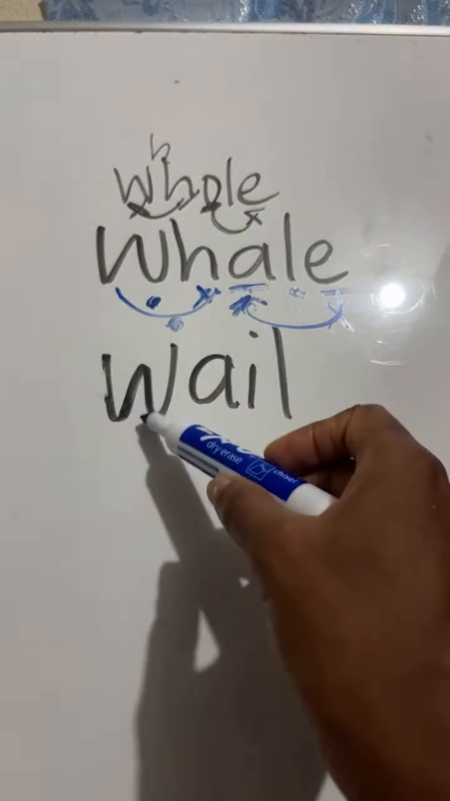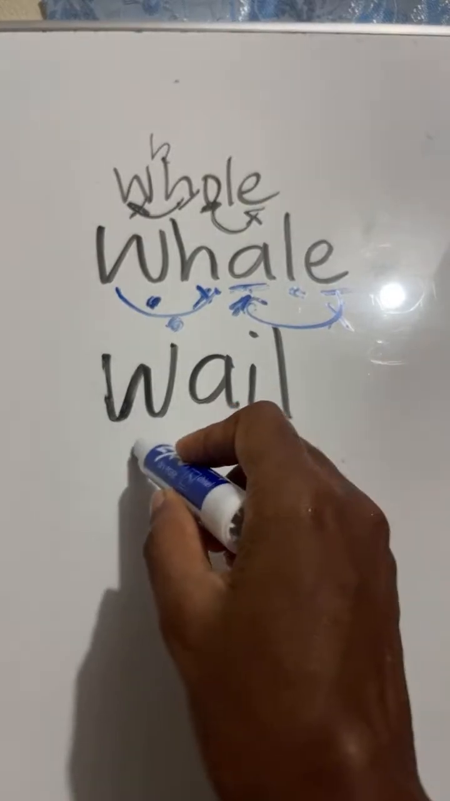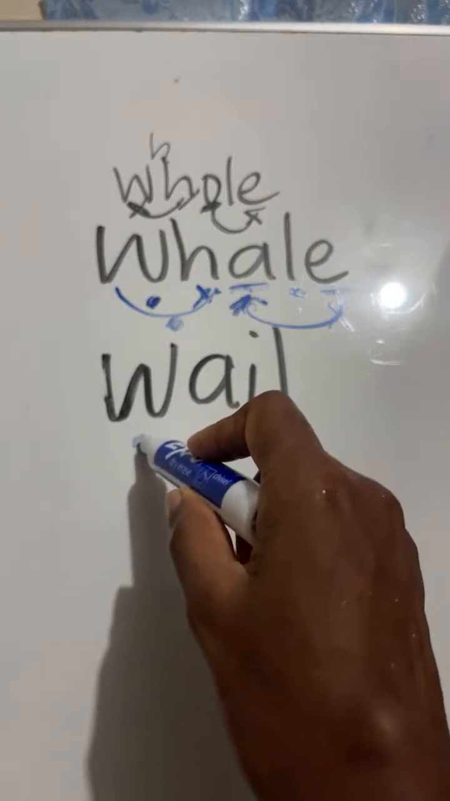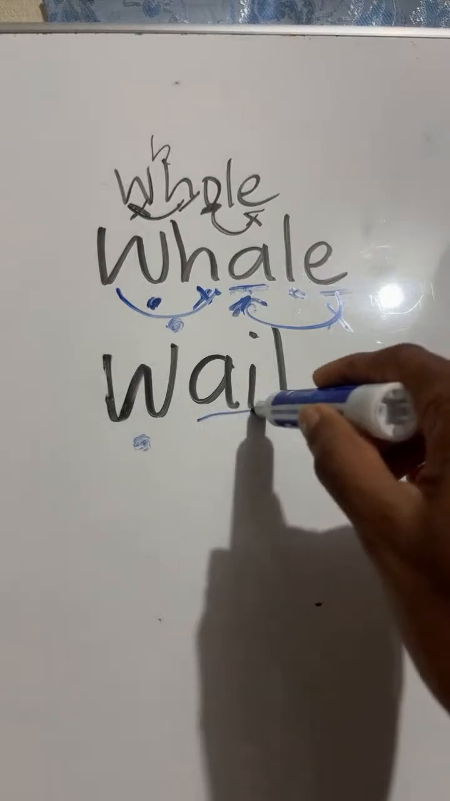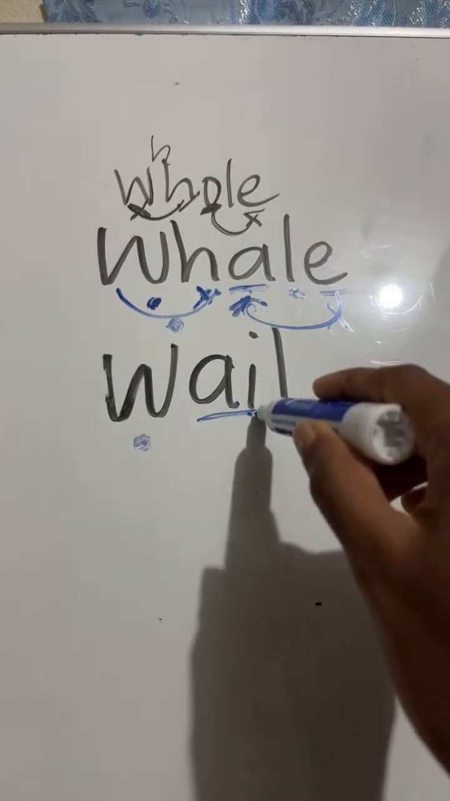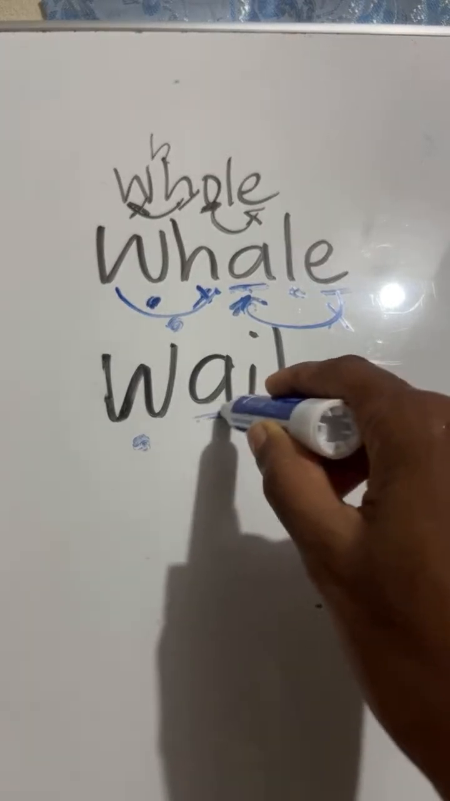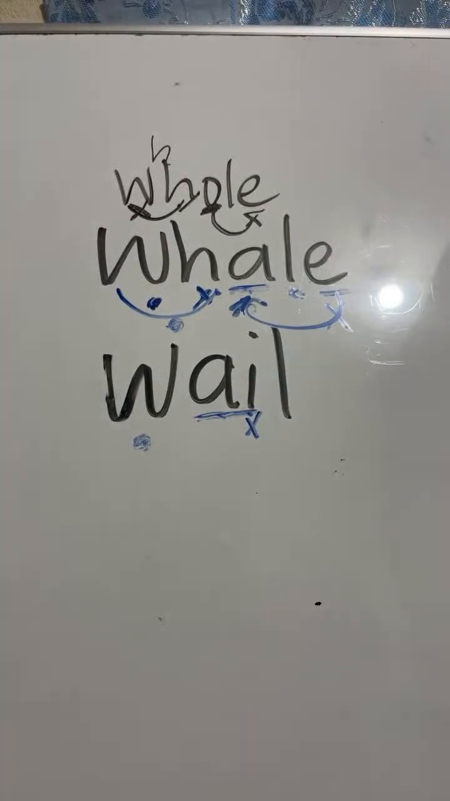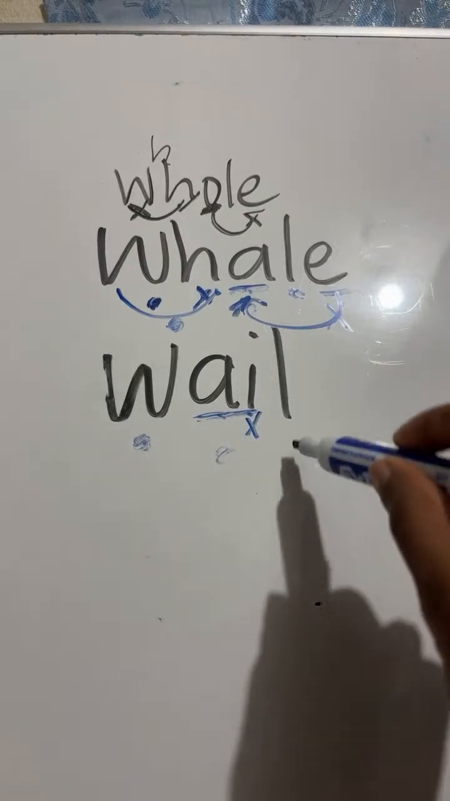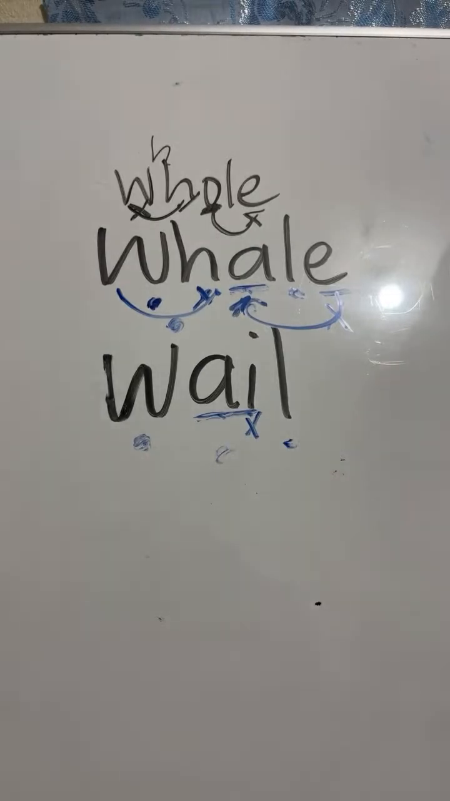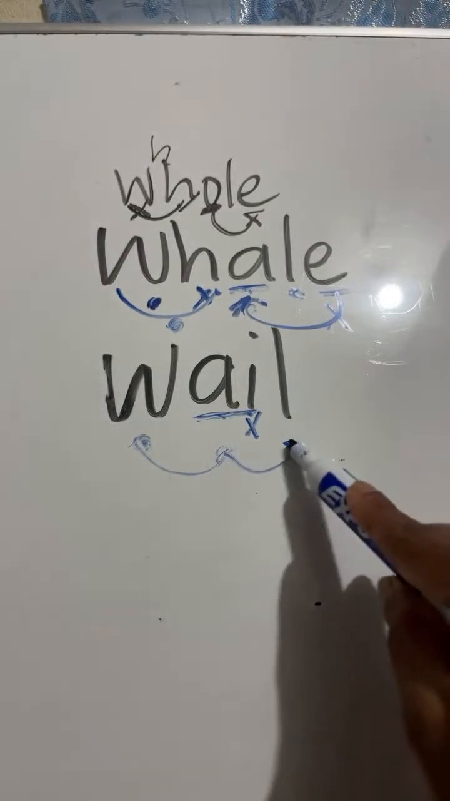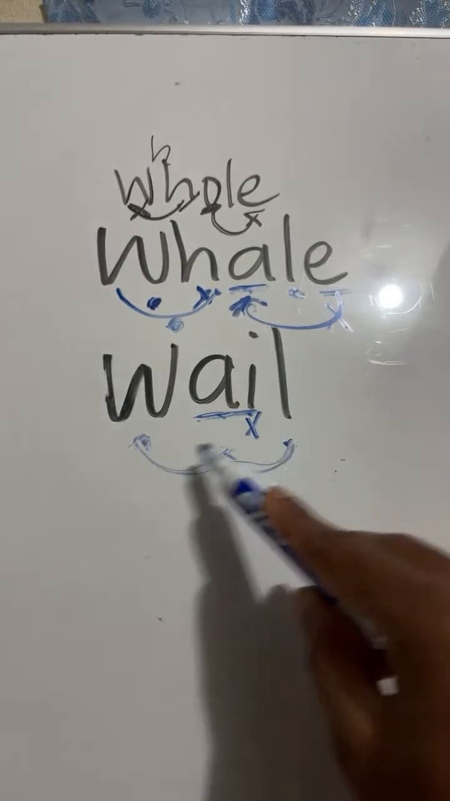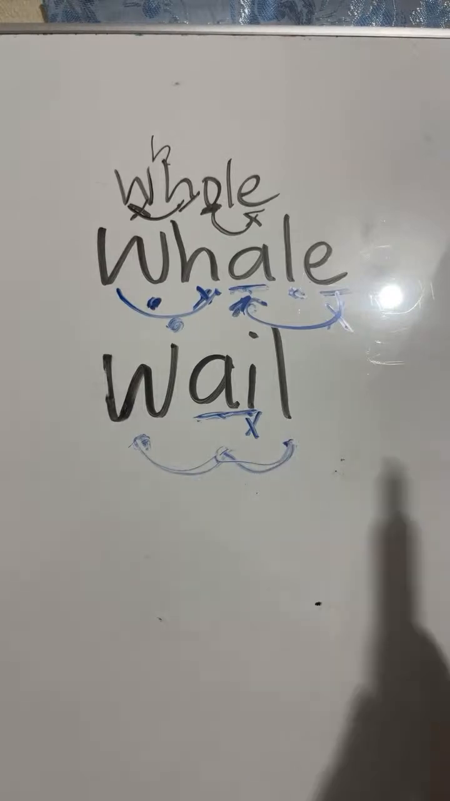Let's look at this word now. This word, the W makes the sound W. The AI makes the sound A. The I is silent and the A makes a long sound, calling its own name. So we hear A and then L. Put it together, we'll hear W, ale, W, ale, whale, whale.